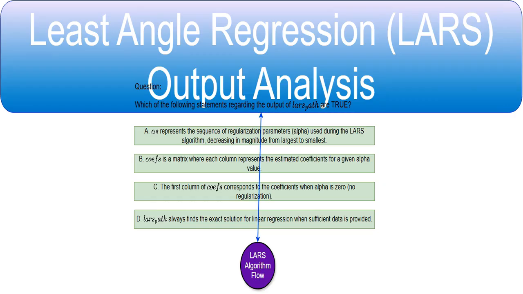I'm analyzing the output of the least angle regression, Lars, algorithm, specifically focusing on how the regularization parameter, alpha, influences the estimated coefficients. I will explore the relationship between these key outputs, alphas, regularization parameters, and cofs, coefficients. I'll be examining what these values mean in the context of the algorithm.